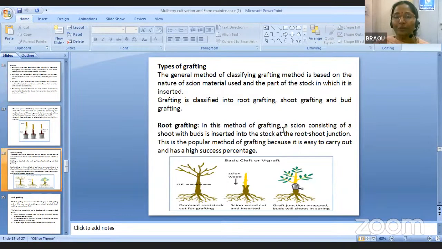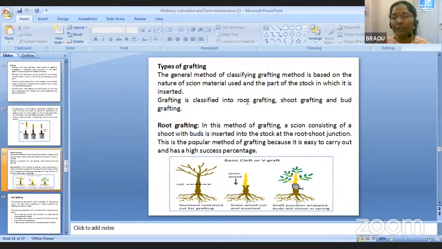So coming to types of grafting. Under grafting, we're going to talk about the different types. The general method of classifying grafting is based on the nature of the scion, that is the preferred quality, and the part of the stalk in which it is inserted. Accordingly, they are given names. So grafting can be classified into 3 types: root grafting, shoot grafting, and bud grafting.